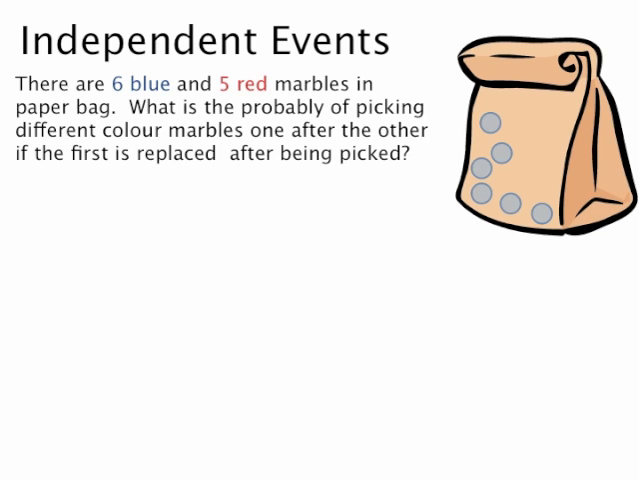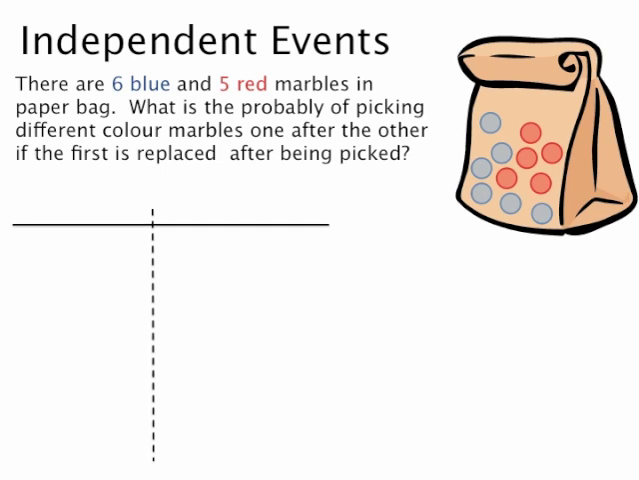Here's a paper bag. We've got 6 blues, 5 reds, so it's 11 in total. We can draw ourselves a probability tree. Our first event of picking a marble, red or blue, we know that it's either going to be 5 out of 11 for red or 6 out of 11 for blue. That's pretty straightforward. Okay, there's those probabilities. We take our marble out, it's a blue one, but it doesn't really matter because before the second event we put it back.